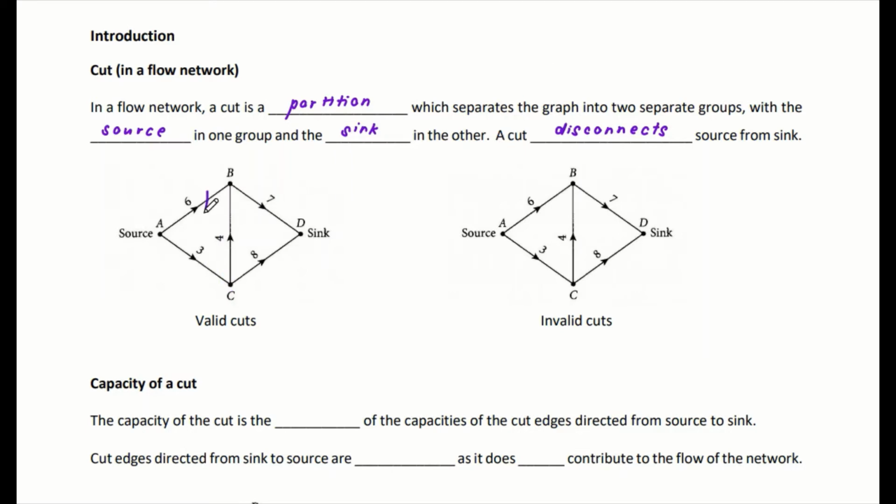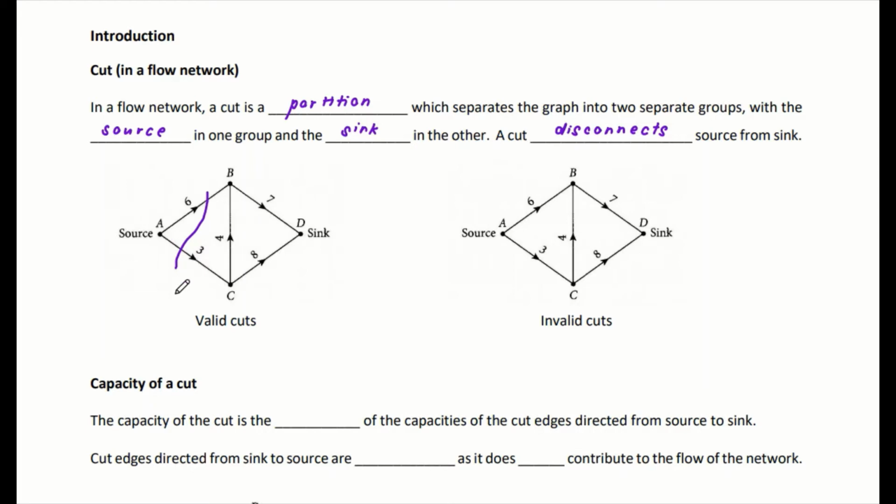So for example, this is a cut. What you can realize here is that it divides your flow network into two groups. You have one group with the source and your sink is in the other group. That's why this is a valid cut. After I cut it, you cannot flow from A to B anymore, and the flow cannot go through the edge AC as well. So none of the flow will be able to go from the source to the sink. This is what is meant by the cut disconnecting the source from the sink.